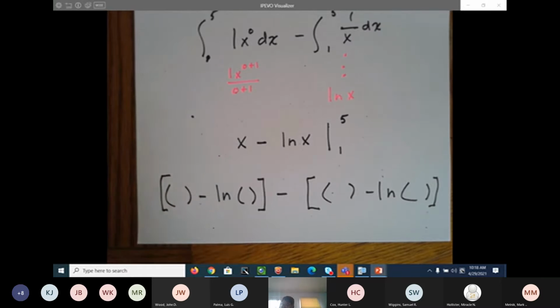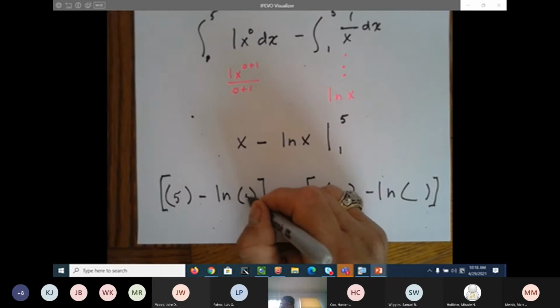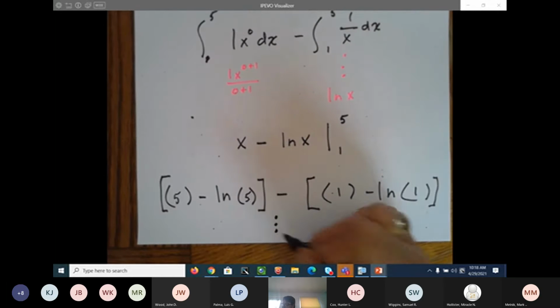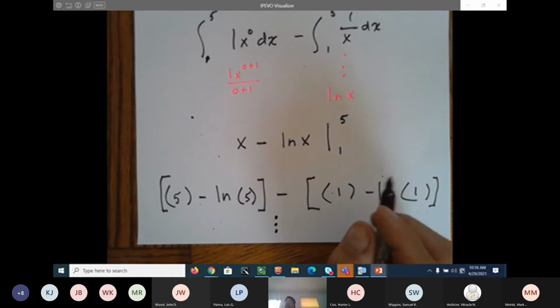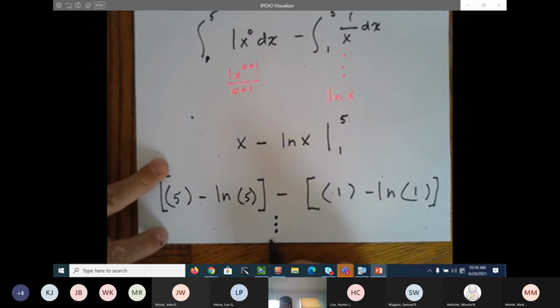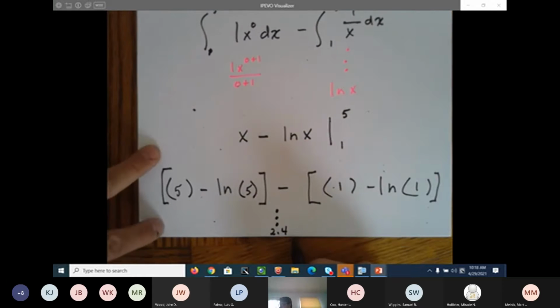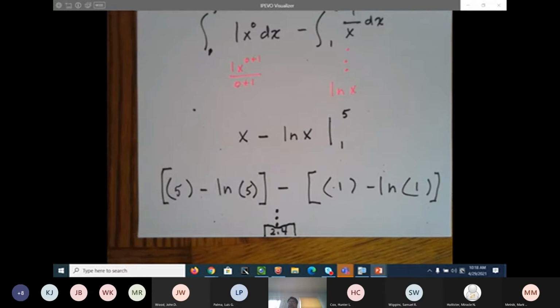There'll be a 5 here, and a 5 here, and a 1 here, and a 1 here. And I'm going to just put 3 dots. I got 2.4. What'd y'all get? I need somebody to crank it out and tell me what you got. Anybody? Okay, Miss Holcomb, thank you. Yeah, I got the same thing.